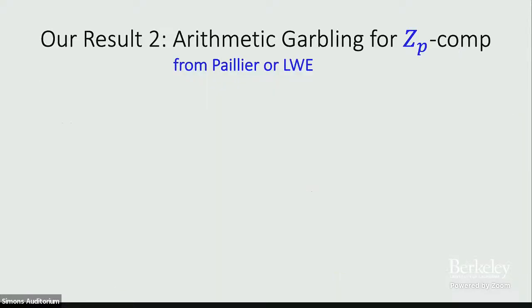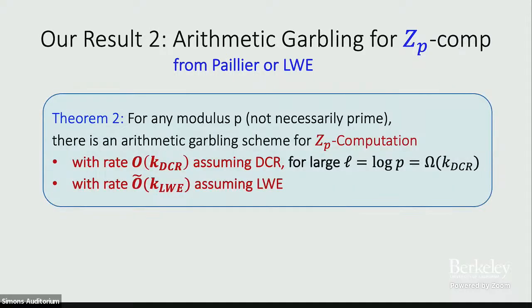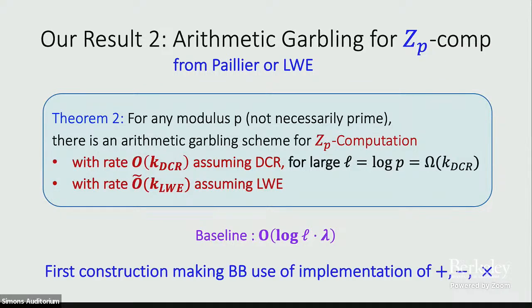Then we can handle Zp computation. We can directly garble Zp computation, and the rate is going to be worse. That is going to be proportional to the key length of the DCR or the LWE dimension. This doesn't compare very well with the Boolean baseline asymptotically, but I think that concretely it will probably be better. The feature of this one is that we only make black-box use of addition and multiplication.